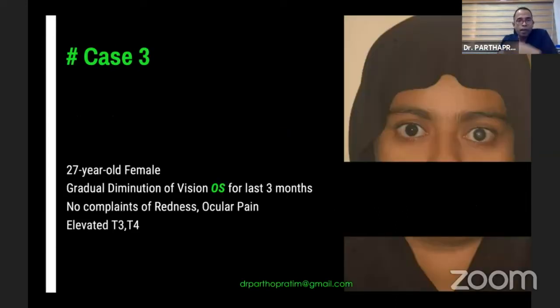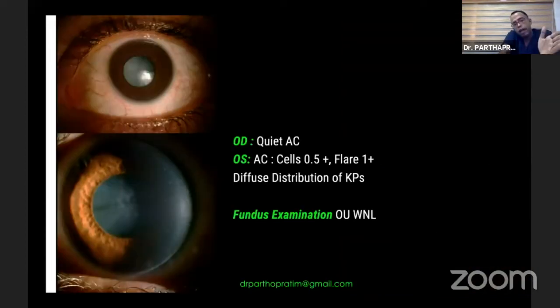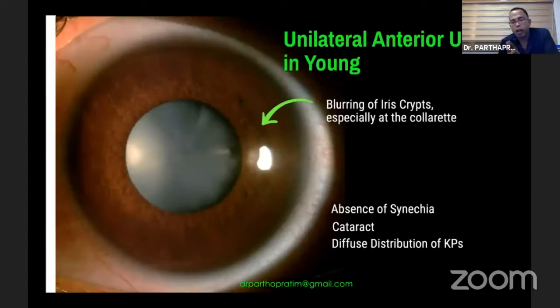The third patient was a 27-year-old female who presented with diminution of vision, with no complaint of redness or ocular pain. However, she informed us about elevated T3 and T4. Now if you look carefully, the right eye had a quiet anterior chamber, and in the left eye there were cells of 0.5 and flare, and a diffuse distribution of KPs. Fundus examination was within normal limits. On further examination, you can make out blurring of iris crypts, especially at the pupillary margin, absence of synechiae, cataract in this patient, and a diffuse distribution of the KPs.